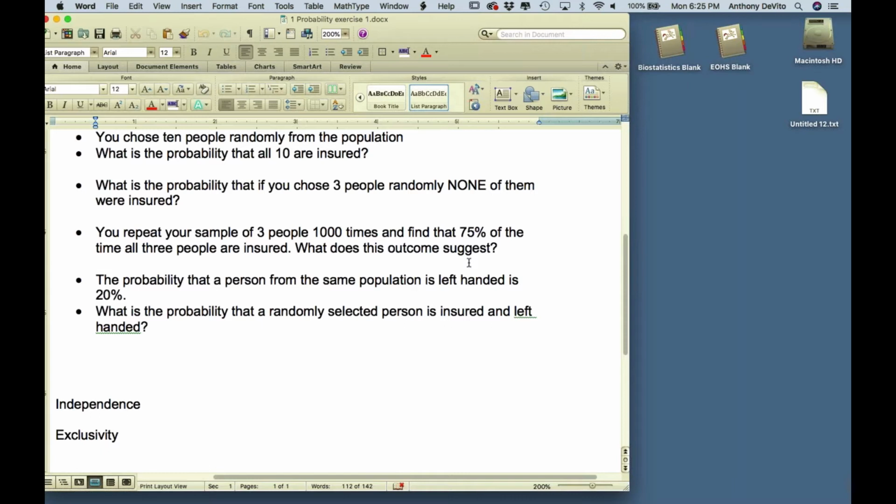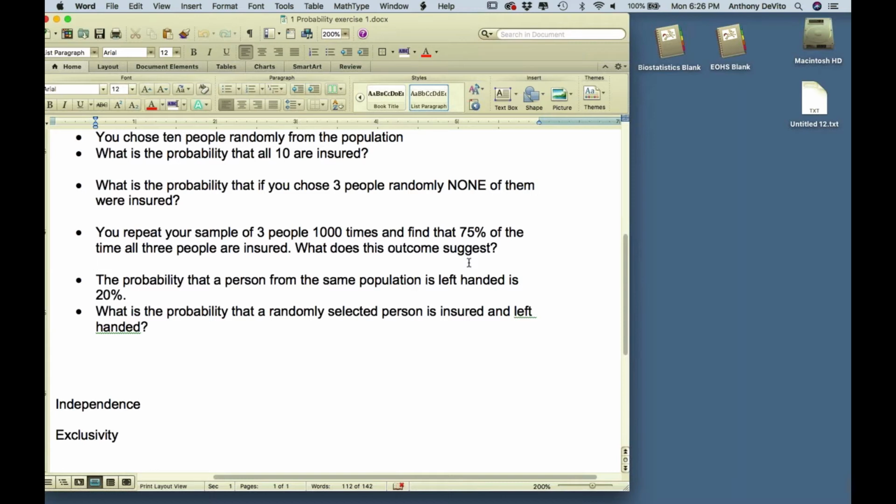But a lot of times, I won't have all 3 people insured, right? So now, let's say that I repeat this 1,000 times to check what percentage of the time I find that all 3 people are insured. If I did this 1,000 times, we would expect 51% of the time to get that outcome, right? So what happens if I find out that 75% of the time all 3 people are insured when I do this 1,000 times? What does that suggest to you? That this wasn't really independent, right?